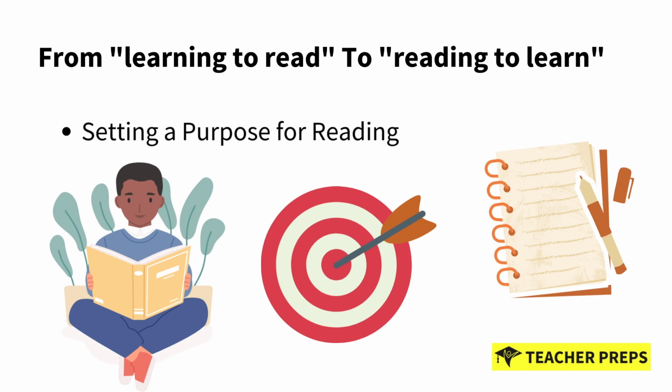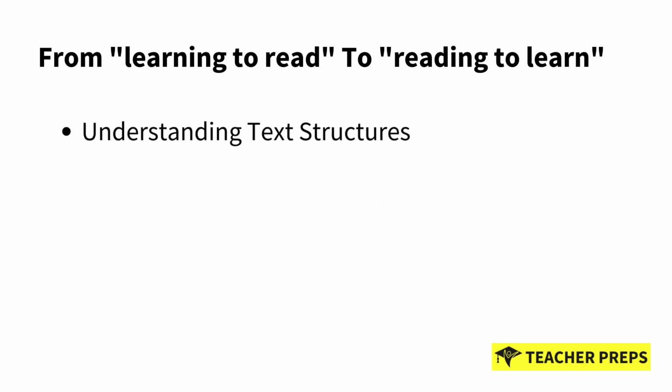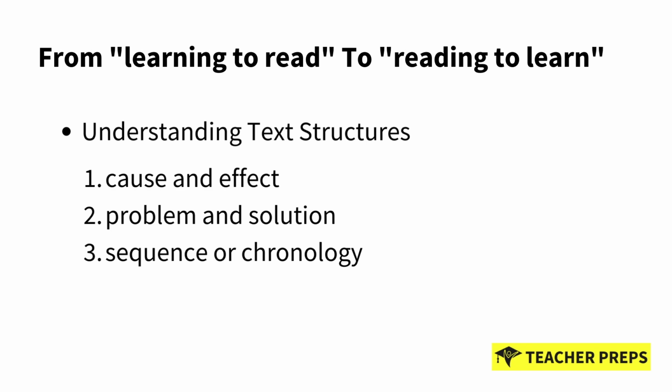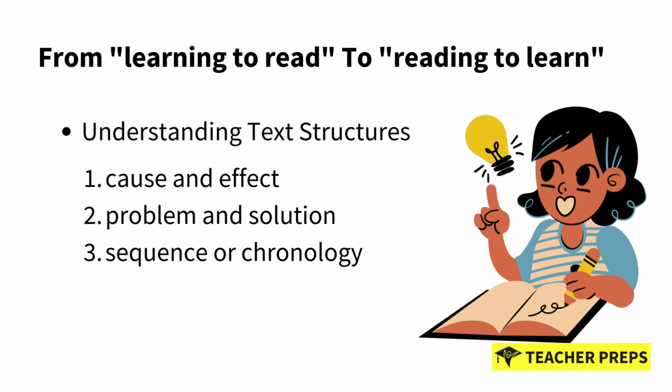First, set a purpose. For whatever they're reading, help them set a purpose, which is a proactive approach where readers set clear objectives or questions they wish to answer through the text. This might be as simple as reading to find a character's motive, or as intricate as understanding an author's stance on a complex issue. Next strategy we have is teaching common text structures, including cause and effect, problem and solution, or sequence or chronology. Understanding these structures can significantly enhance a student's comprehension, especially as they transition to reading to learn.